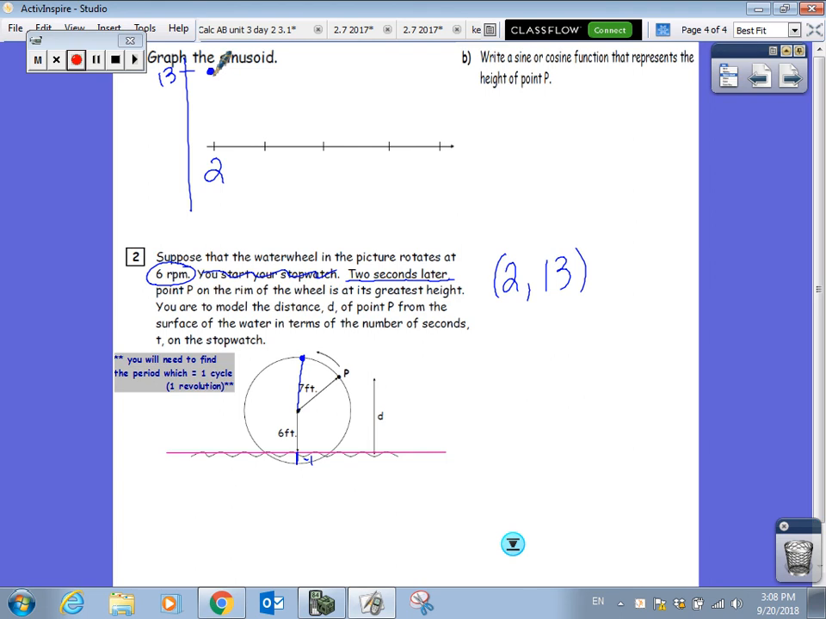Always start with something you know. Plot a point that you know. It doesn't matter if it's the highest, the lowest, or the middle. Just do what the problem says. Don't make up something that you don't know.